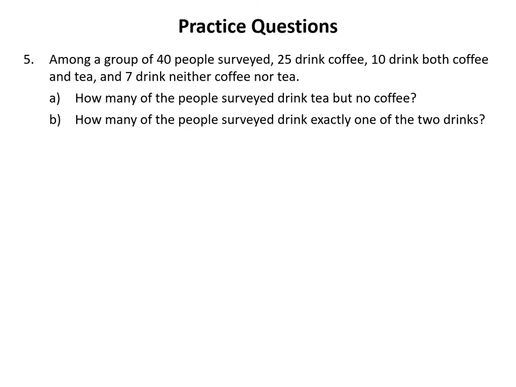Question 5. Among a group of 40 people surveyed, 25 drink coffee, 10 drink both coffee and tea, and 7 drink neither coffee nor tea. For part A, we're asked how many of the people surveyed drink tea but no coffee? And for part B, we're asked how many of the people surveyed drink exactly one of the two drinks?